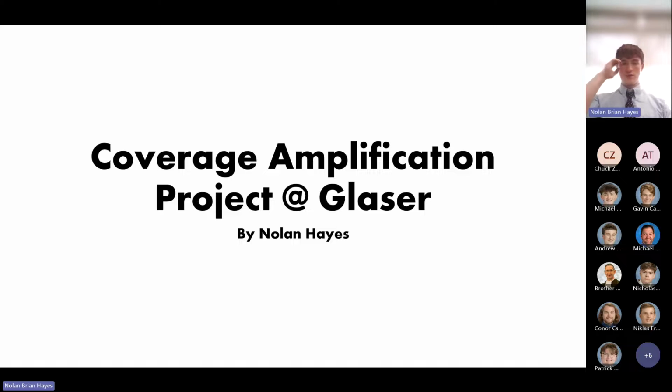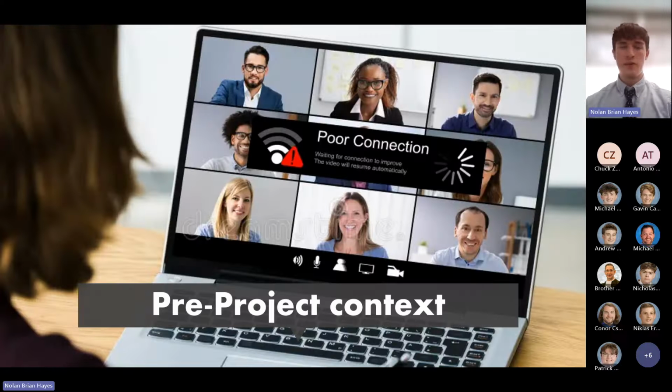So slide 1, I'll just go through all the stuff here. My project was coverage amplification in our Glazer Center, which is our cafeteria, if you don't know. I just want to give a little bit of context first. Before I made any changes, we had 2 wireless access points on either side at the main entrance of the Glazer Center. This is fine. It worked for a while, but the 2 points failed to cover a lot of ground, especially in the back half of the center.